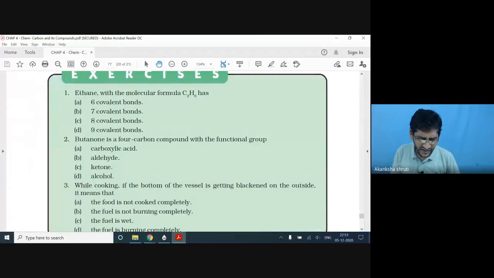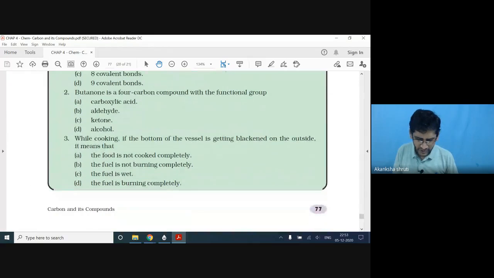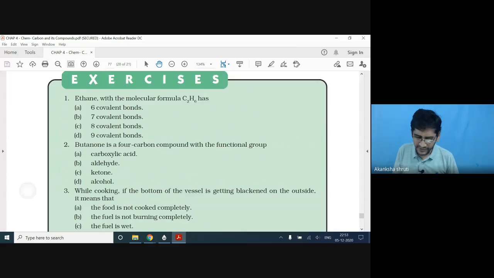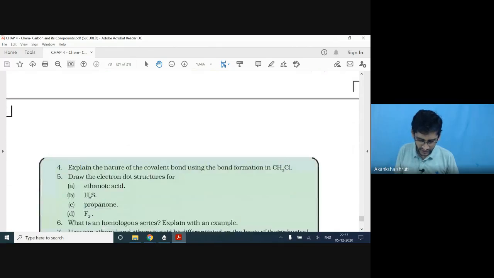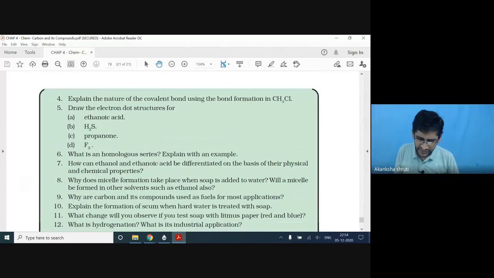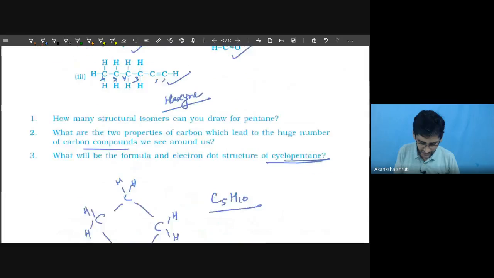Students, ethane, number of how many? Yeah, exercise question number 1, 2, 3. This thing you can do while cooking. If the bottom of the vessel is getting black, okay, 3 you can leave it. 4 carbon compound with functional group. Yeah, 2 you can do, to draw the structure of this. 2, 4, 5. Homologous series we will do tomorrow. 2, 4, 5.